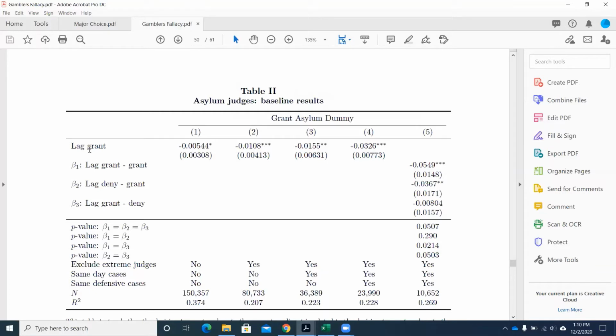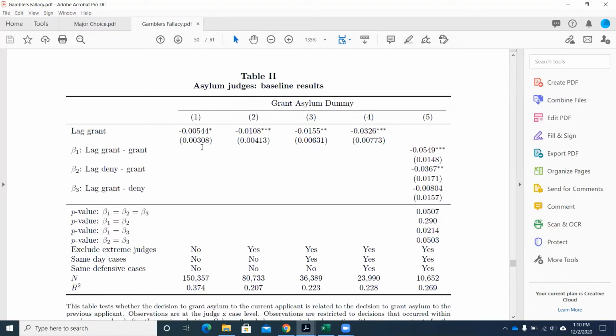This lag grant, all the word lag means is what was the decision made previously, right? So in the previous decision, did they grant asylum or not? And the y variable that we were thinking about up there was if they grant it on the current case. Okay? So here we see some kind of negative results.